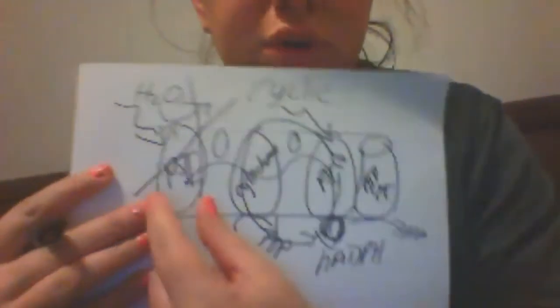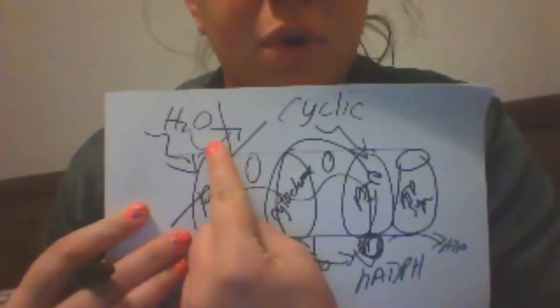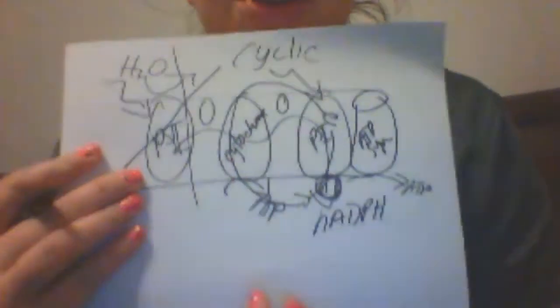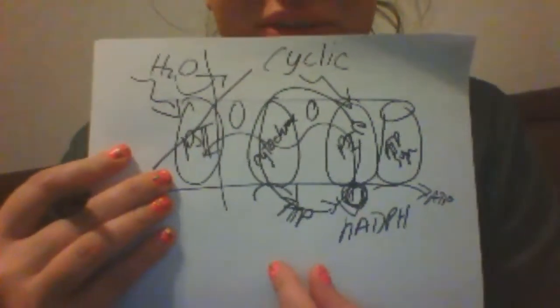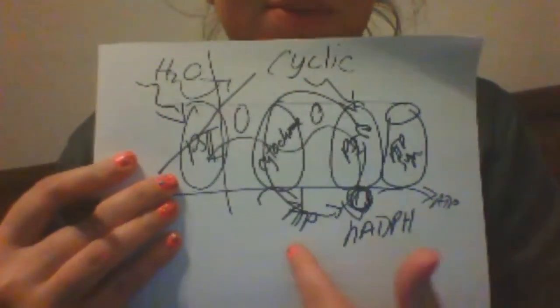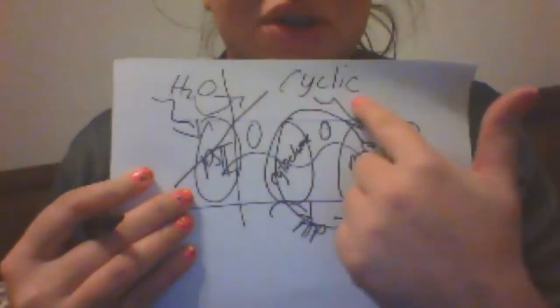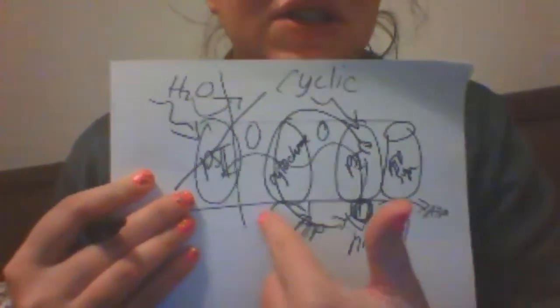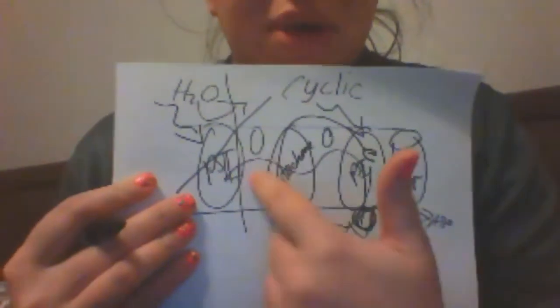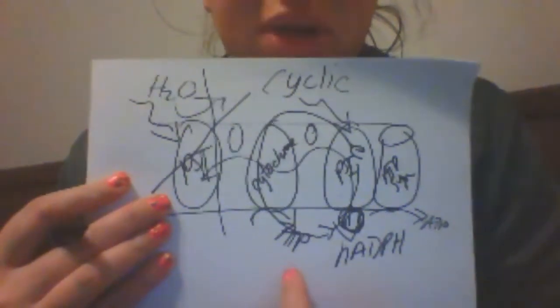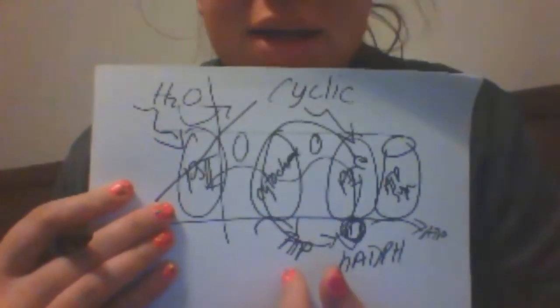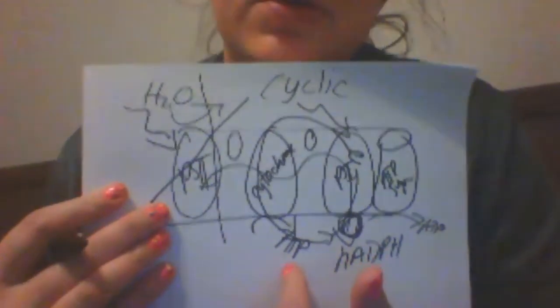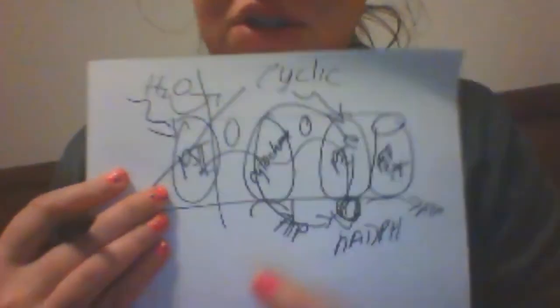So in a cyclic, you don't get to use PS2 because you don't have enough water. But you're still a growing plant. You still need to survive. So these plants will modify their electron transport chain, just go through the cytochrome, keep going back around so they can get a small amount of ATP. It's not a lot, but it's survival mode at this point in a cyclic situation.